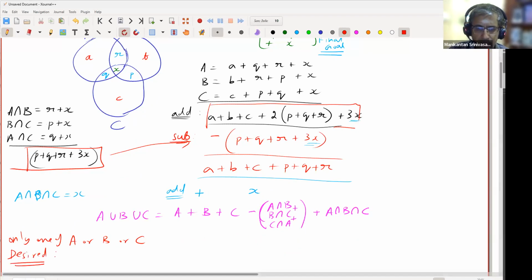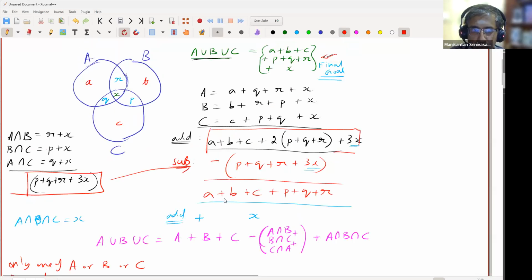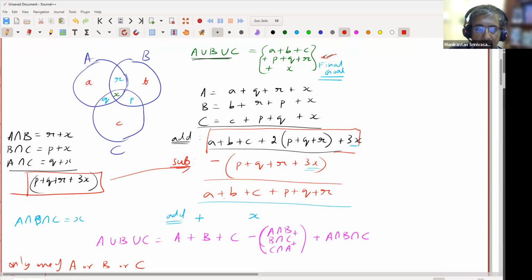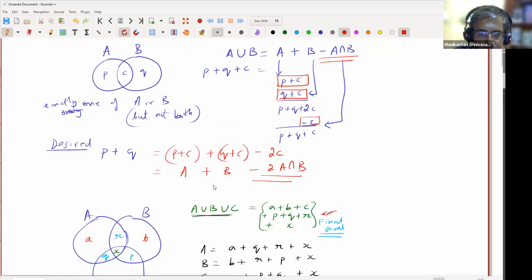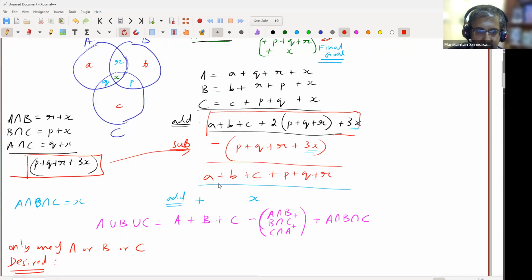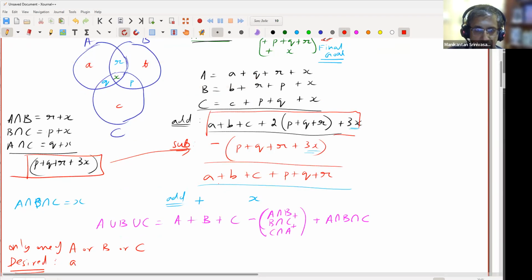You can have a simple diagram like this, and you can put what your desired result is. So what is my desired result? It's only A or only B or only C, but one of them. So what I want is literally only A, which is just A, or only B, which is just B, or only C, which is just C.